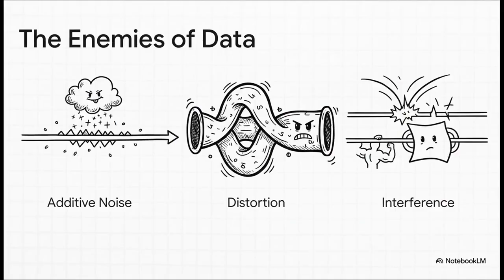So what's doing all this damage? Well, our data basically has three big enemies. First up is additive noise. That's just the random static, the thermal hiss that comes from, well, all electronics. Then you've got distortion. This is when the pathway itself, maybe an old phone line, actually warps the signal. And last but not least, interference. Think of it like crosstalk, where other signals in nearby wires literally bleed over and mess with ours.